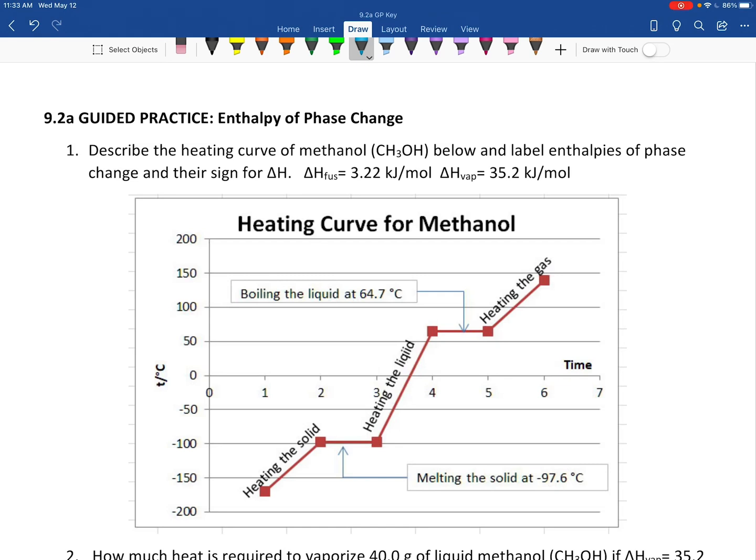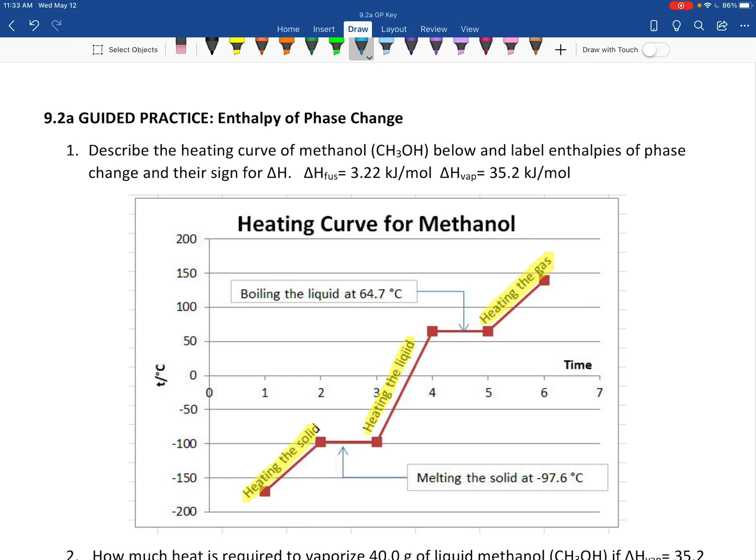And so when we look at this, we see that we're heating the substance methanol. At the very bottom, we see that it is heating the solid, and here in the middle it's heating the liquid, and of course at the top it's heating the gas. And so those are the three sloped lines, and then along these other horizontal lines we see that this is where the phase change is happening.